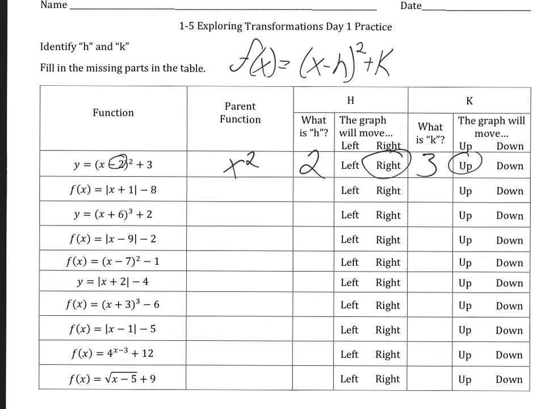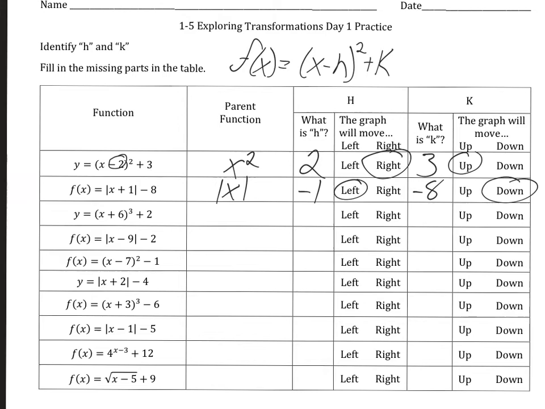What is our parent function? Absolute value of x. What is h? Negative 1. Are we going to the left or to the right? To the left. What is k? K is negative 8. Is it going up or down? It's going down. Okay, I want you to go ahead and try this next one and tell me, what's your parent function? What is h? Is it going left or right? What is k? Is it moving up and down?